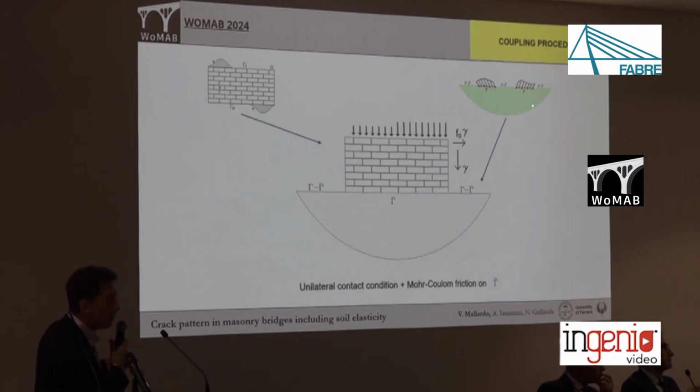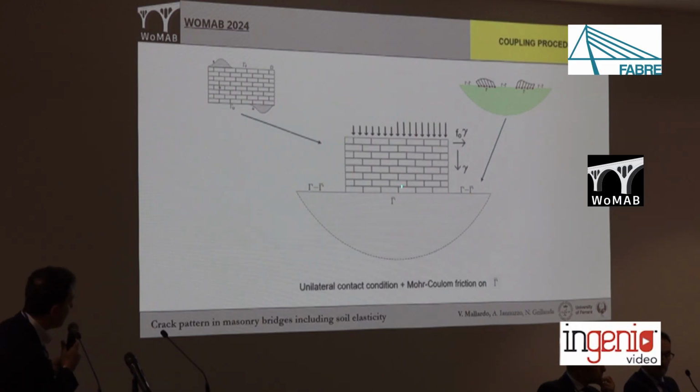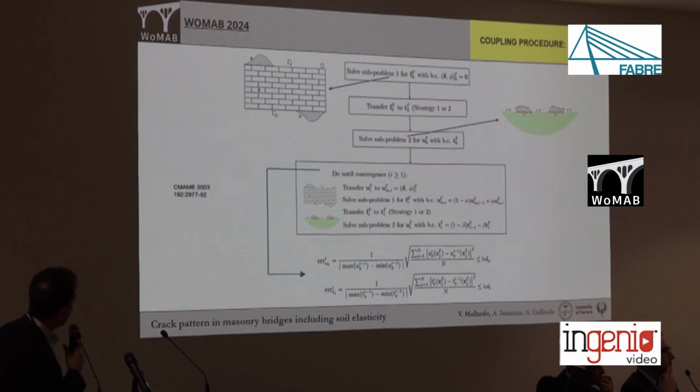Now, what we want to do is we have this model solving the problem of the masonry, this model solving the problem of the elastic half space. Now we want to couple them and get the total solution by imposing the unilateral condition on the common interface and Mohr-Coulomb friction on gamma bar. Gamma bar is the contact between the masonry and the soil.